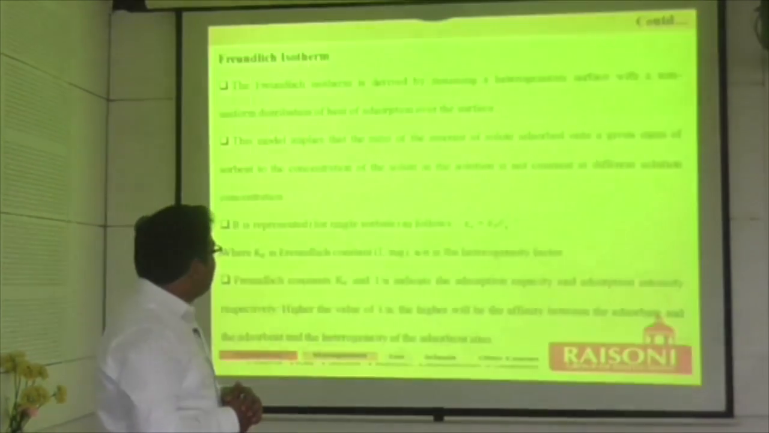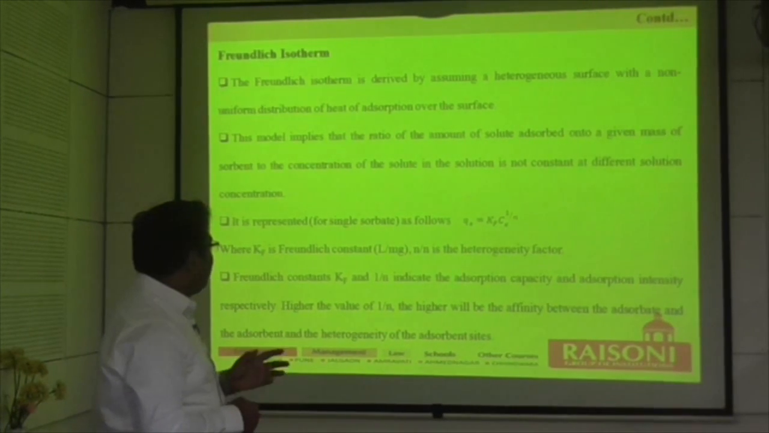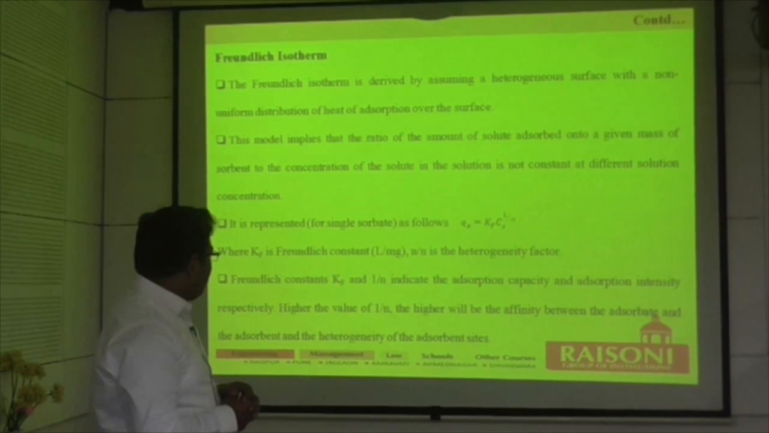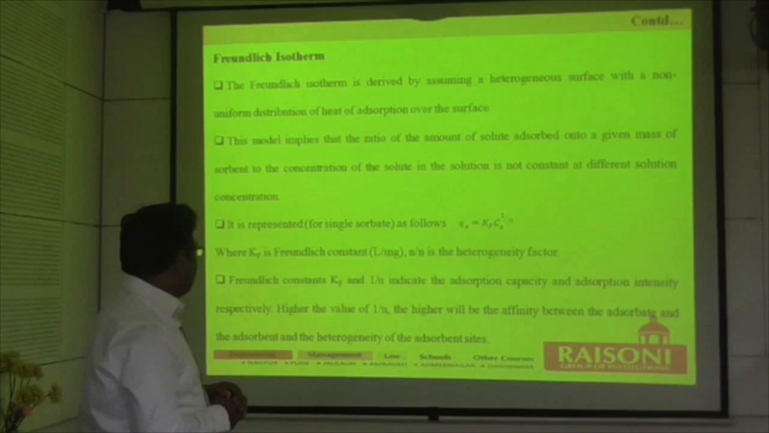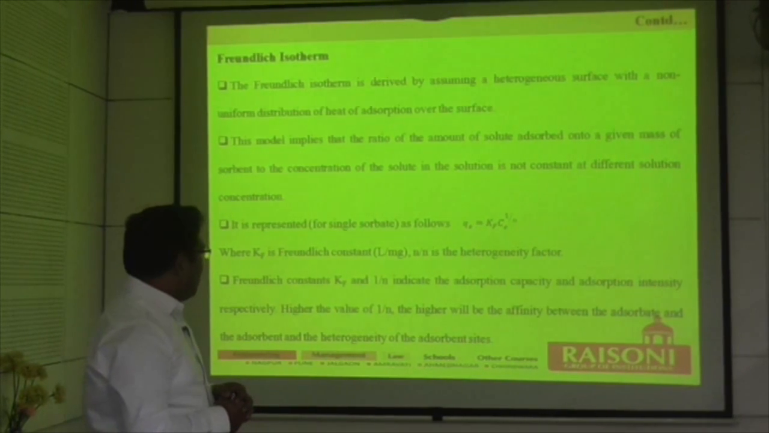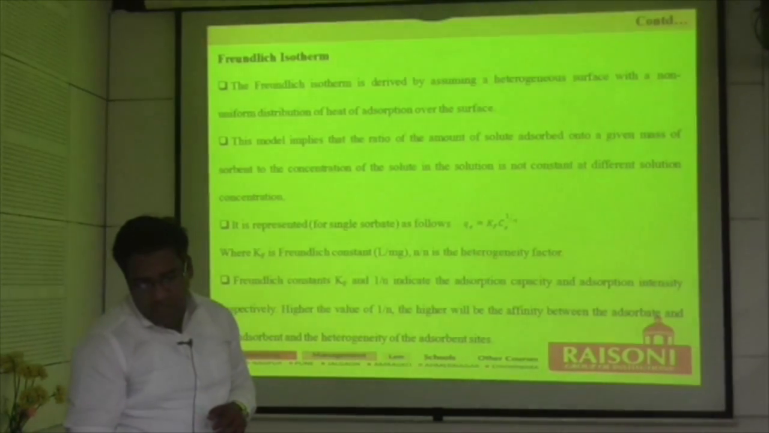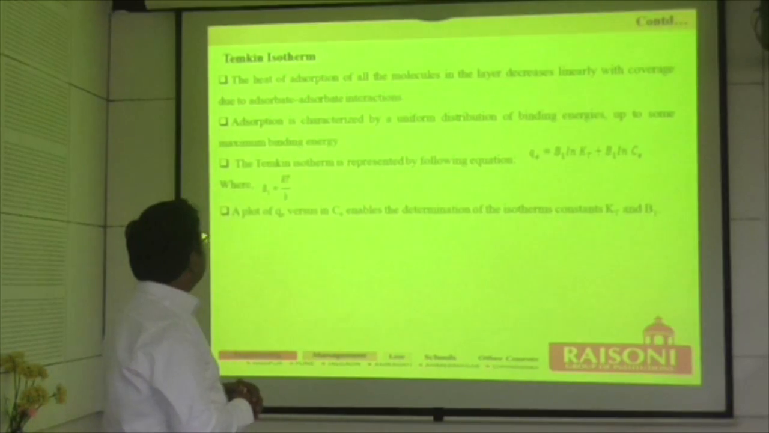This model implies that the ratio of the amount of solute adsorbed onto a given mass of adsorbent to the concentration of the solute in the solution is not constant at different solution concentrations. It is represented as follows: Q equals Kf CE to the power 1/n, where Kf is the Freundlich constant. Kf and 1/n indicate the adsorption capacity and adsorption intensity respectively. The higher the value of 1/n, the higher will be the affinity between the adsorbate and the adsorbent, and the heterogeneity.